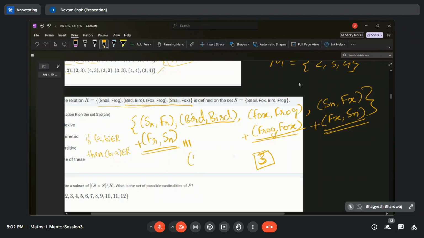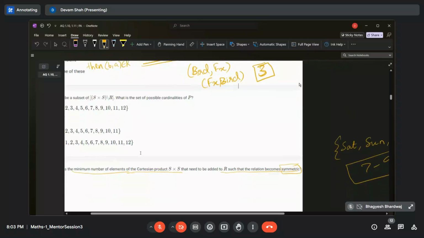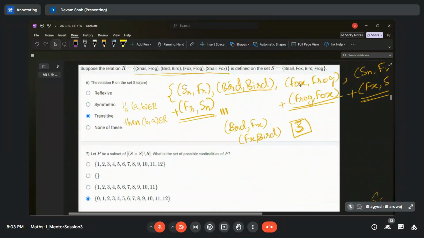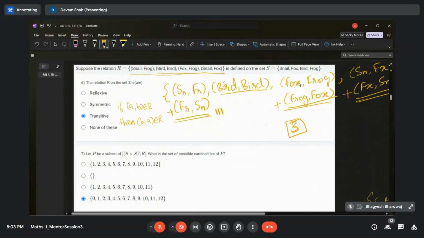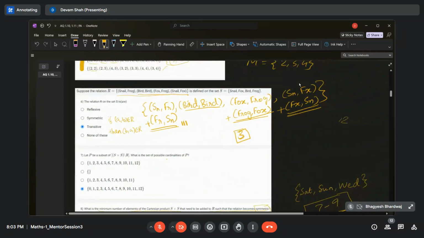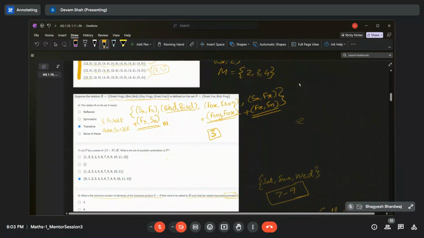I can still add all of these, like fox comma fox, fox comma frog. It will still be symmetric. But they ask for minimum. Here they ask for minimum. So minimum is three. Is that fine? Yes, sir. Now it's clear. Thank you, sir. So anyone, anything else with reflexive, symmetric, transitive? No, sir.